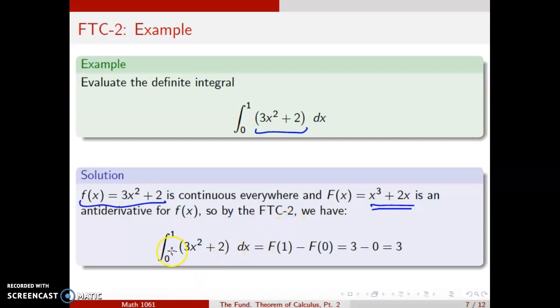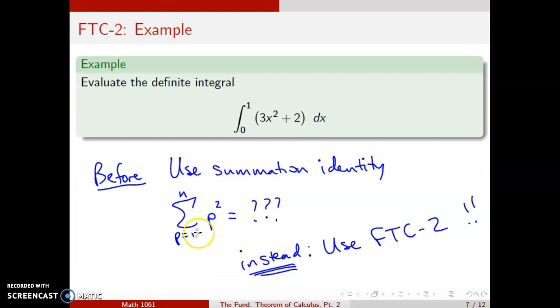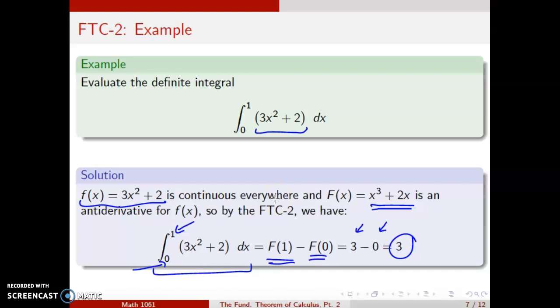So by the fundamental theorem part 2, we know that this definite integral equals the antiderivative evaluated at the upper limit minus the antiderivative at the lower limit. Using this function here, capital F of 1 is 1 cubed plus 2 times 1. 1 plus 2 is 3. And capital F at 0 is 0 cubed plus 2 times 0. 0 plus 0 is 0. And so 3 is our definite integral value there. We would have got the same thing if we had done it by definition, using the summation formula, the limit of the Riemann sum. This is a lot cleaner, a lot faster, a lot better.